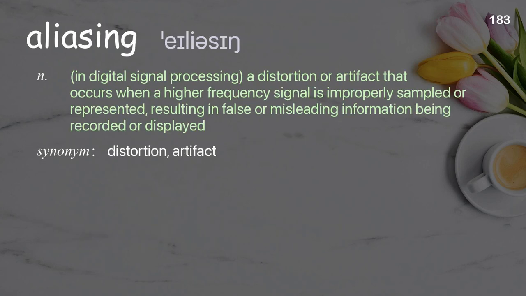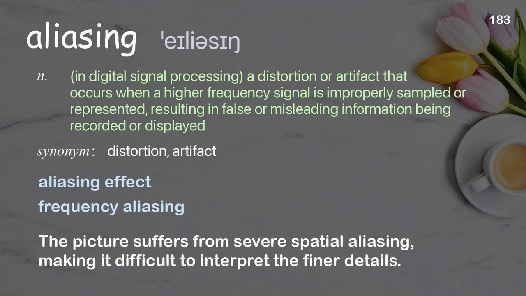Aliasing. In digital signal processing, a distortion or artifact that occurs when a higher frequency signal is improperly sampled or represented, resulting in false or misleading information being recorded or displayed. Examples: aliasing effect. Frequency aliasing. The picture suffers from severe spatial aliasing, making it difficult to interpret the finer details.